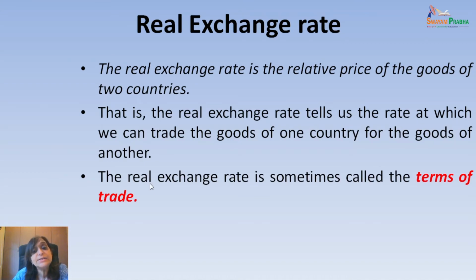So, the real exchange rate is therefore sometimes referred to as terms of trade. Why? Because here you are comparing the price of goods or price level in one country to the price level in another country.